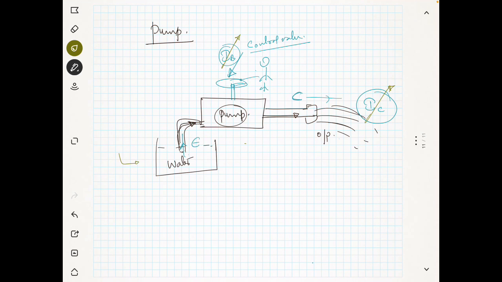And this is your reservoir. You can consider that this reservoir has a lot of electrons, so you can consider it as your power supply. Okay, so this is how it is working.